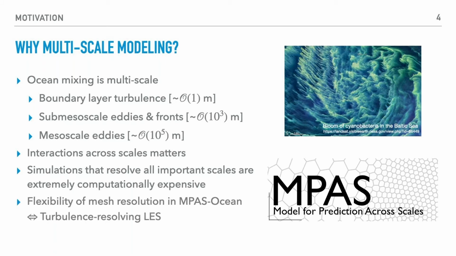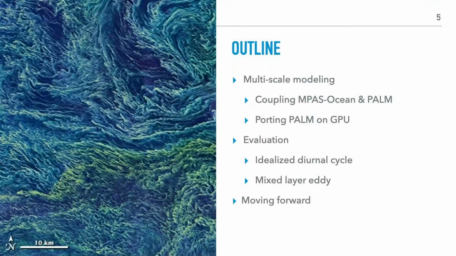In this work, I would like to combine the flexibility of mesh resolution in MPAS-Ocean and the turbulence-resolving LES to explore a way to do multi-scale modeling of ocean turbulent mixing. So in the rest of the talk, I'm going to first introduce this multi-scale modeling framework. It's basically coupling MPAS-Ocean with a turbulence-resolving large eddy simulation, PALM. I will also talk about porting PALM to GPU to reduce the computational cost. And I'll briefly talk about two test cases for the evaluation, an idealized diurnal cycle test and a mixed layer eddy test. And then I'll talk about some pathways to move forward.